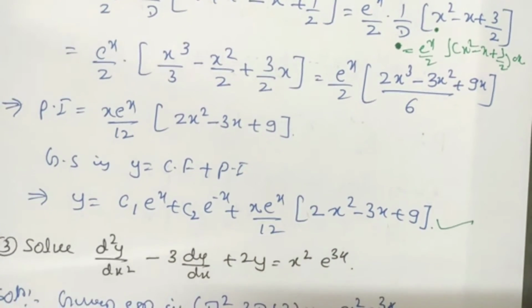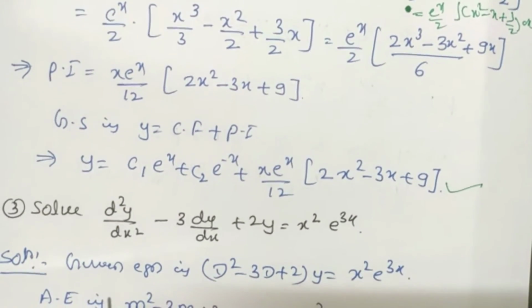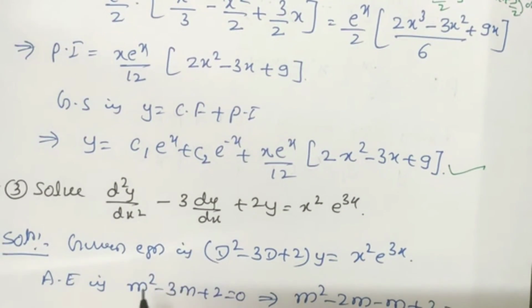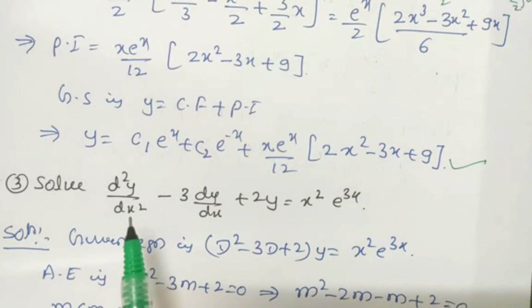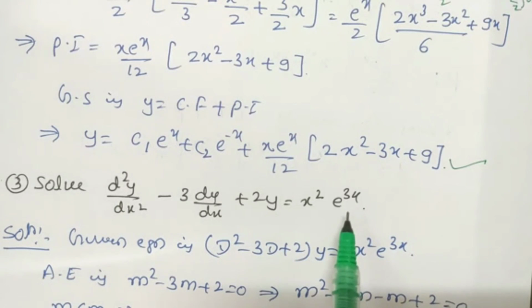And just for practice I have given one more example. If you want, you can solve it yourself; I will just go through this one directly. d2y by dx square minus 3dy by dx plus 2y is equal to x square e raised to 3x.